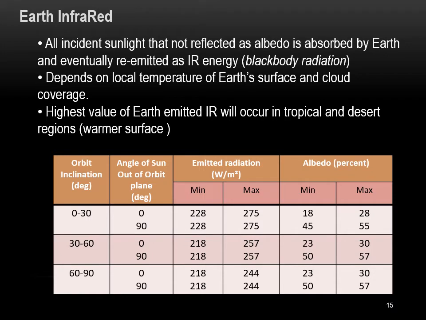Infrared radiation, or infrared light, is a type of radiant energy that is invisible to the human eye but we can feel as heat. All objects in the universe emit some level of infrared radiation, or IR radiation, but two of the most obvious sources are the sun and fire. So the highest value of Earth-emitted IR will occur in tropical and desert regions.